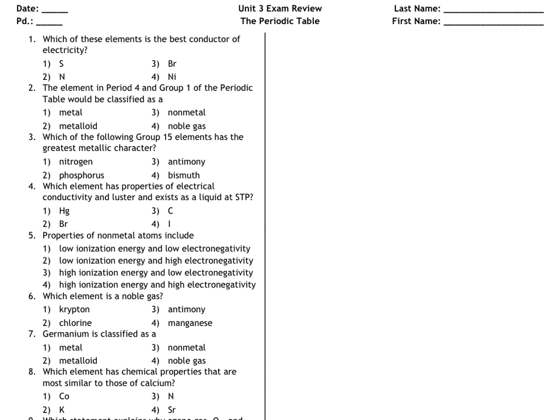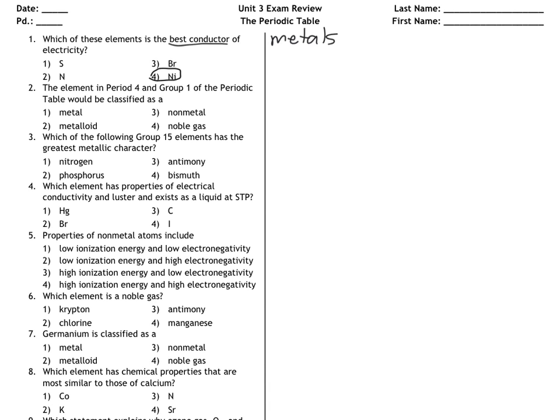So without further ado, which of these elements is the best conductor of electricity? So they're talking about metals here. And you can find metals on the bottom left-hand side of the periodic table. Nickel is a metal, although it is in the middle of the table under transition metals.